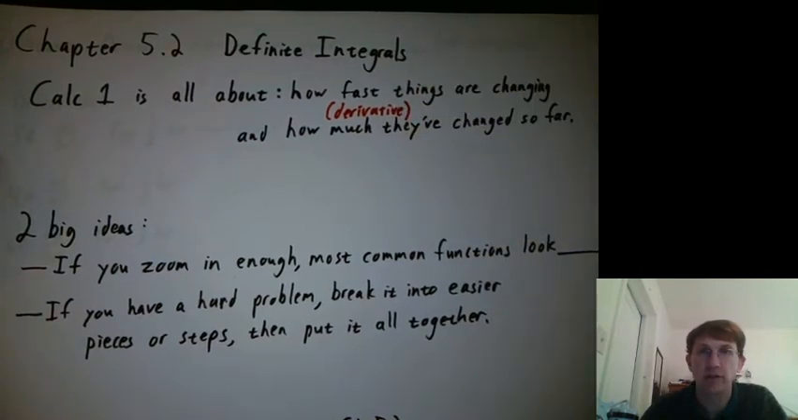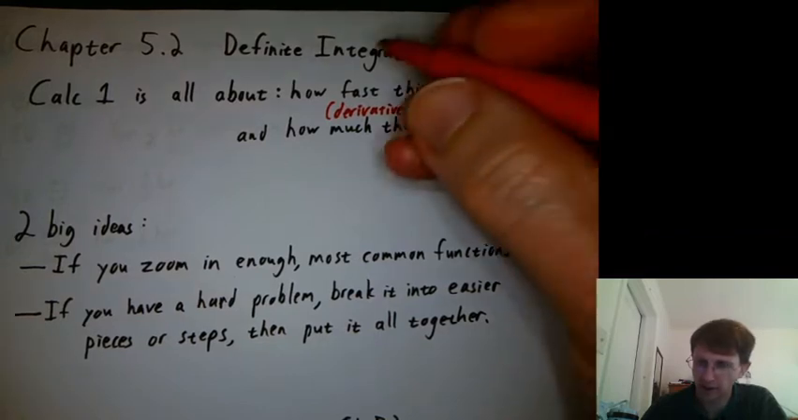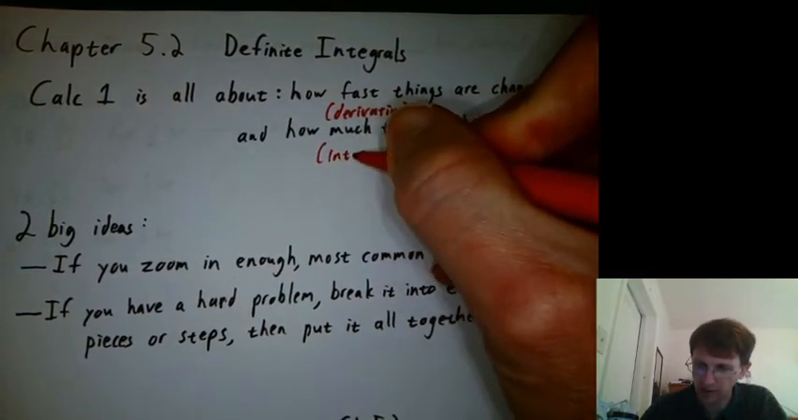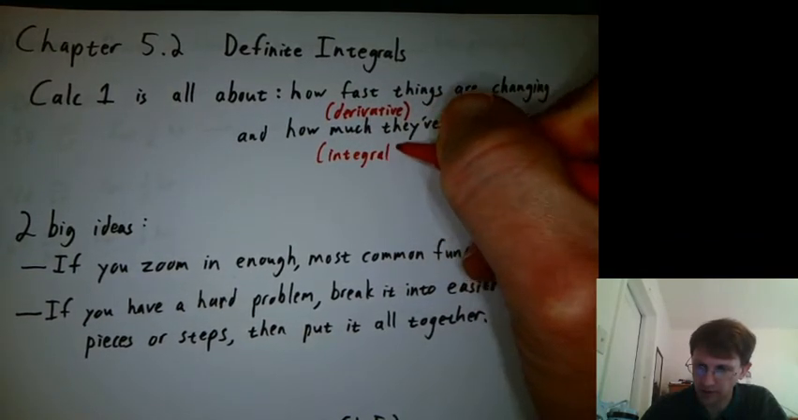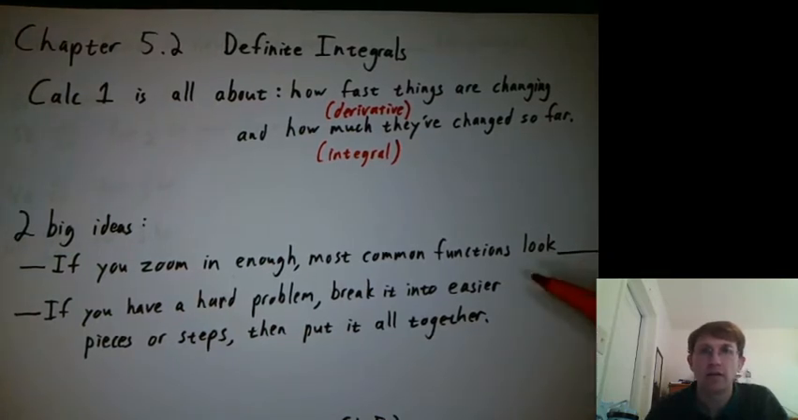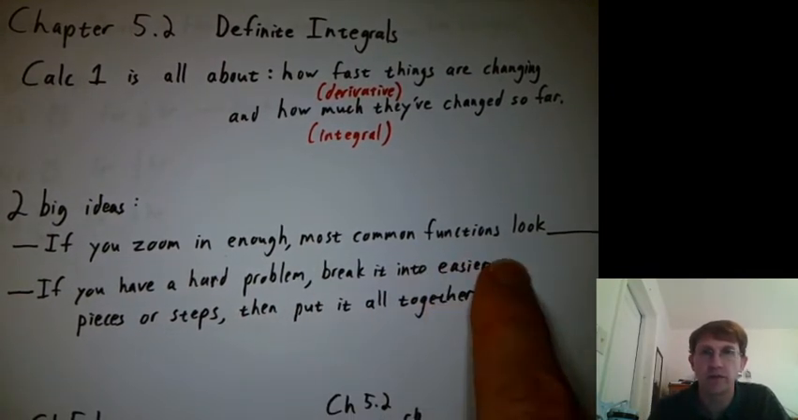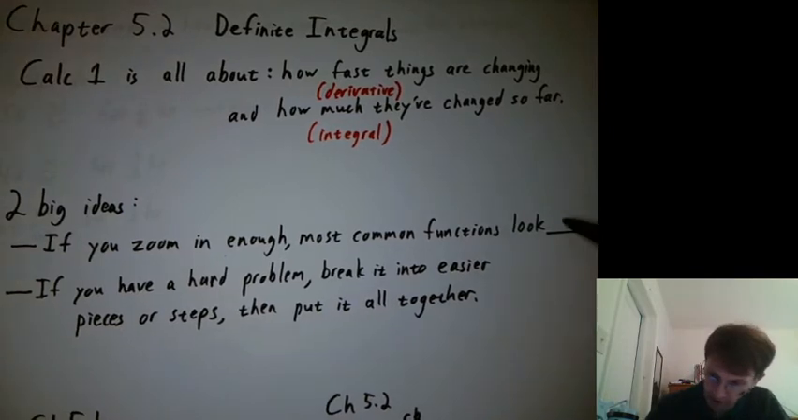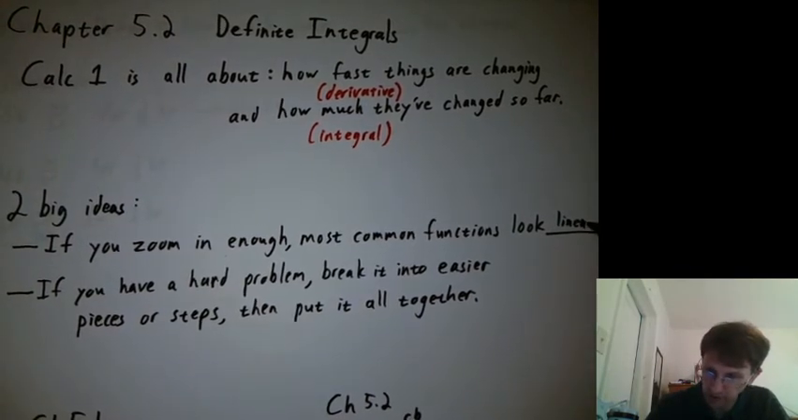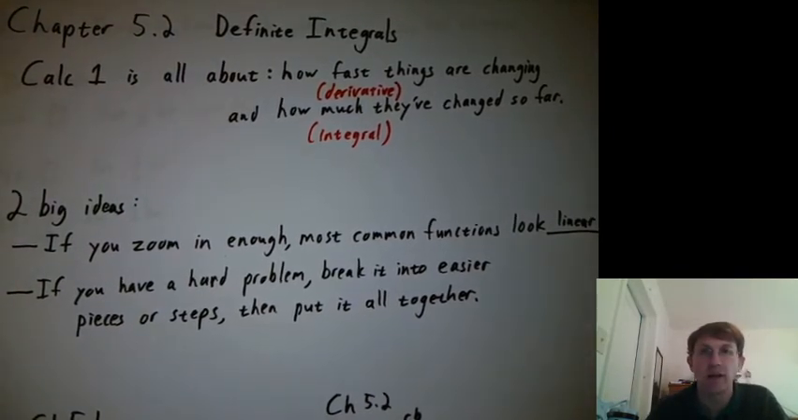And then what's a good calc word for how much they've changed so far? Well, we haven't really talked about that, but we're getting into that. That's integrals. And in calc we have two big ideas, and one of them we've seen already and the other one we're launching into. If you zoom in enough, most of the common functions we use look what? You'd say linear. That's the whole tangent line idea, right?